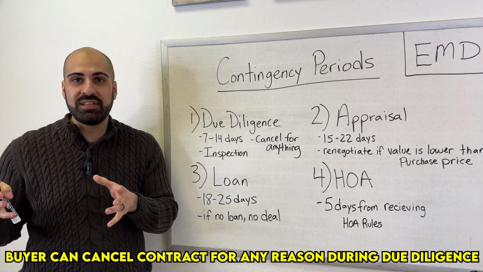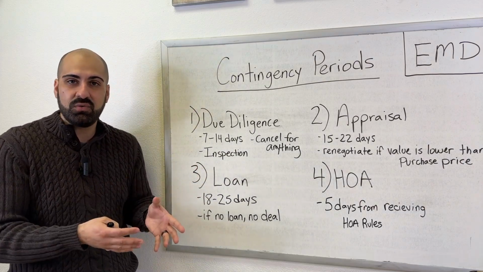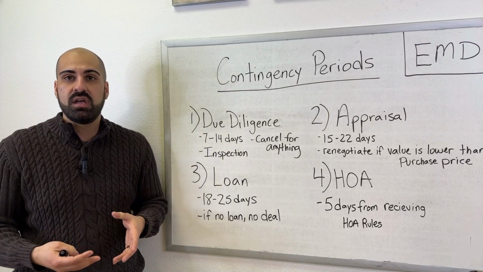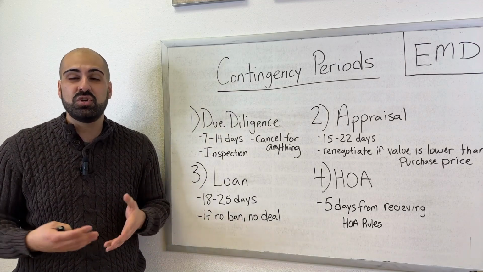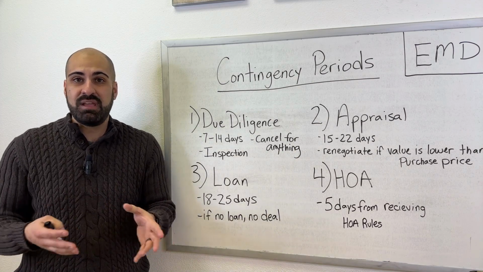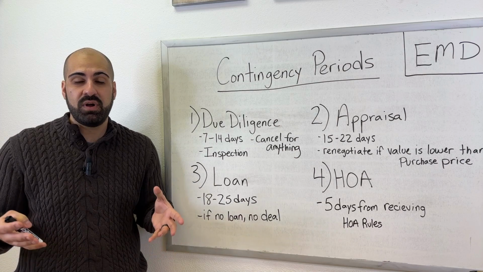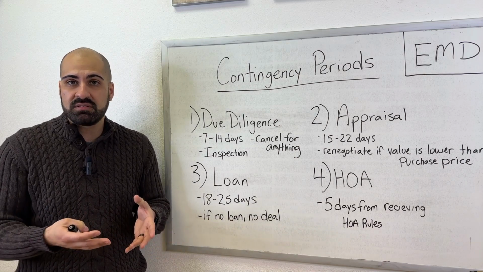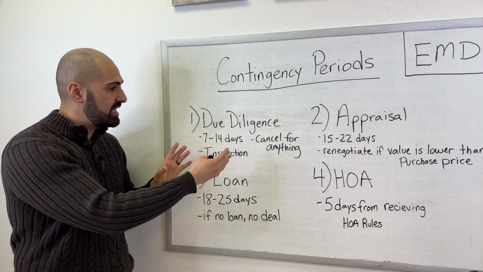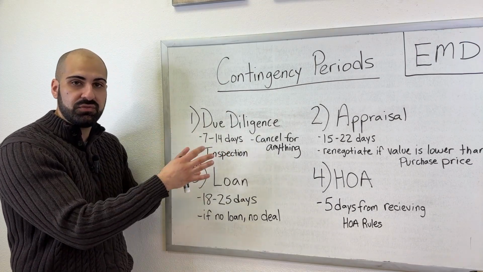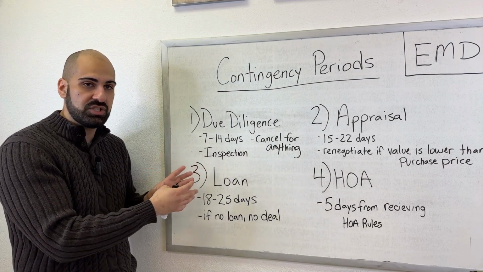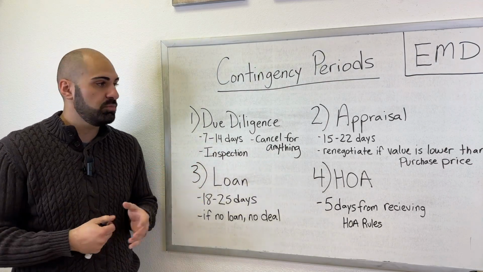Now, the most commonly accepted reason for canceling, though, right, is because of the inspection. So once the inspection comes back, either the buyer's going to be like, hey, this is too many things that are wrong with it, I don't want it, or they're going to ask the seller to fix some things, and maybe the seller doesn't want to fix all the things the buyer wants done. If they can't come to an agreement, then the buyer can cancel and get their money back. So due diligence is right at the beginning, right? 7 to 14 days, you can cancel for anything. You do your inspection, and if you can't come to an agreement on the repairs from that inspection, then generally the buyer will cancel and move on.